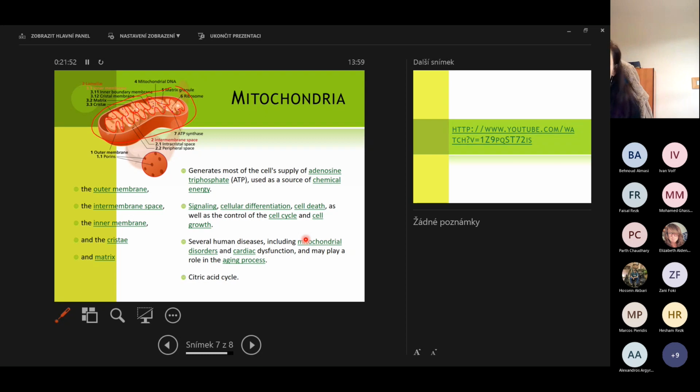And try to imagine what happens if you make a burn inside your cells. You are going to kill your cells. You are going to kill yourself. Therefore, we have mitochondria, and mitochondria have a special protection.